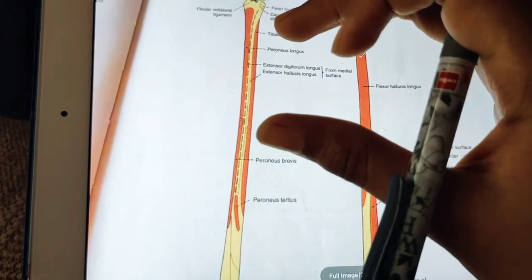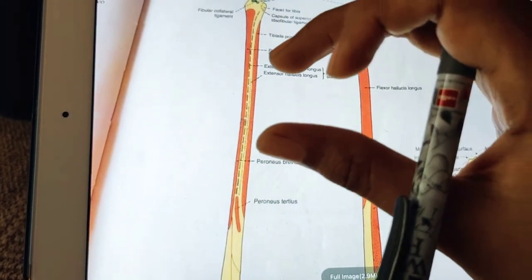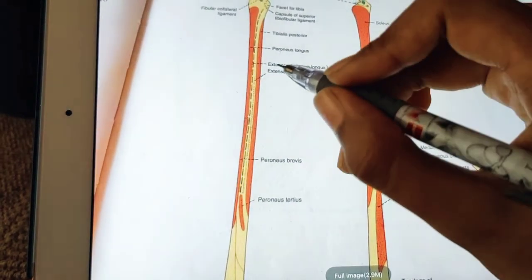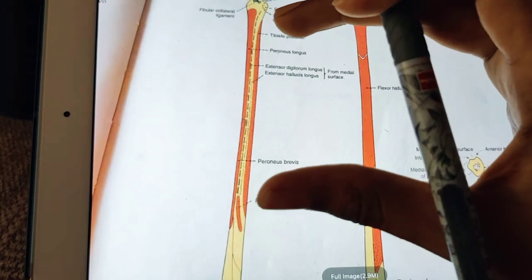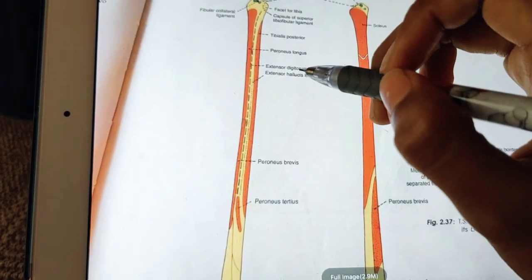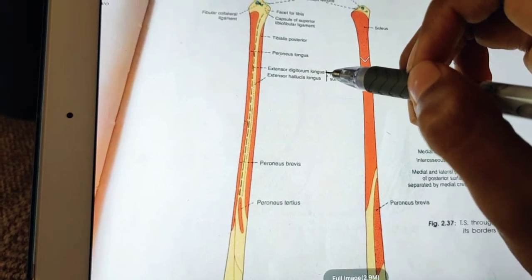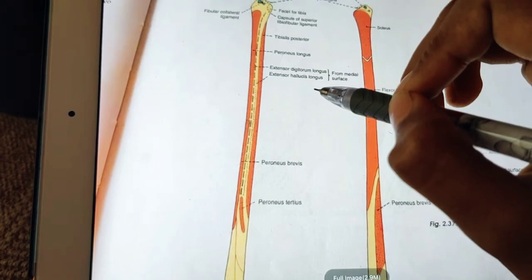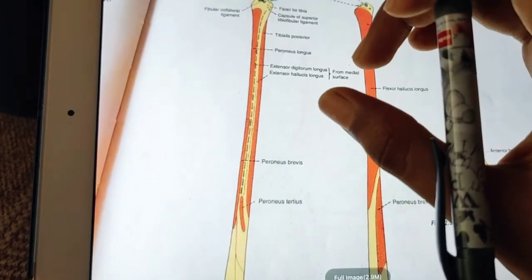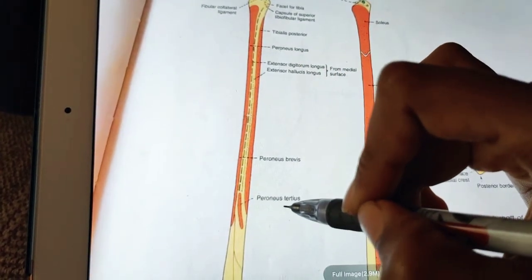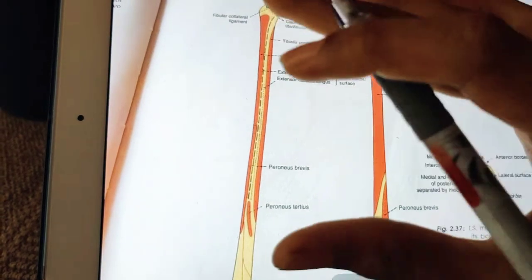In the upper part, on the upper 1/4 and middle 1/4, there is origin of extensor digitorum longus. These are all extensor compartment muscles, because on the anterior side you have the extensor compartment. Digitorum means going to the digits, fingers, and longus means it is a long muscle. Next you have extensor hallucis longus. Both are very easy to remember. On the medial side you have extensor digitorum longus, extensor hallucis longus, and also peroneus tertius. Done with the medial surface.